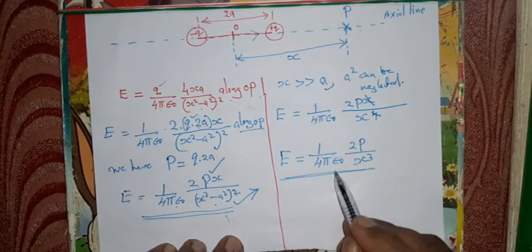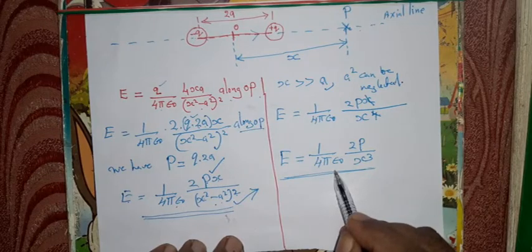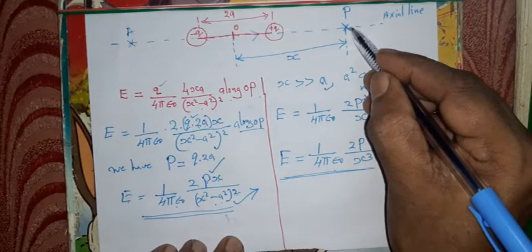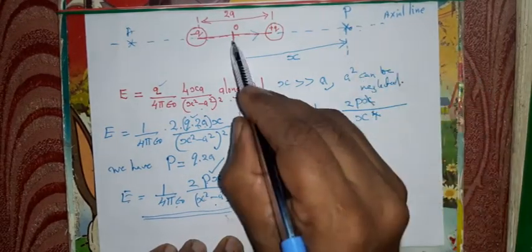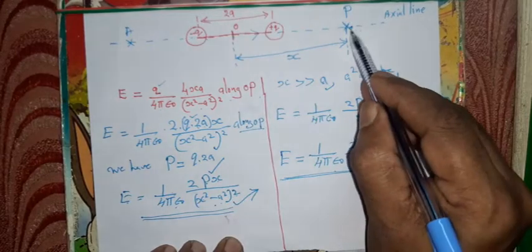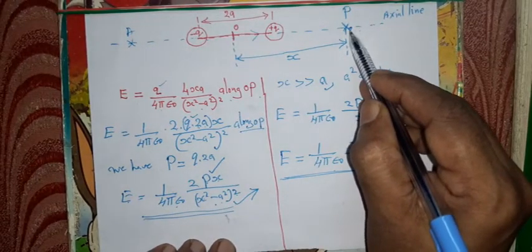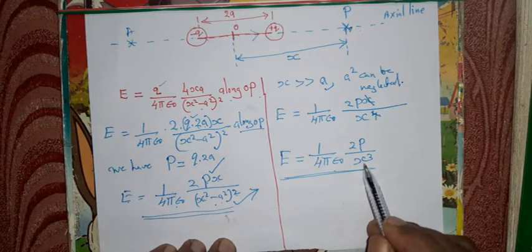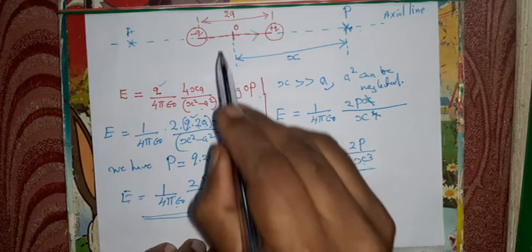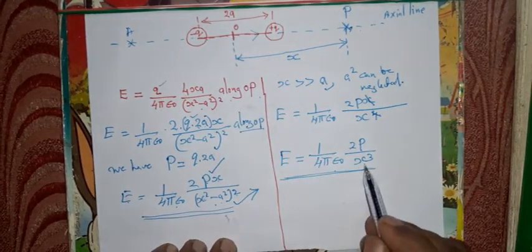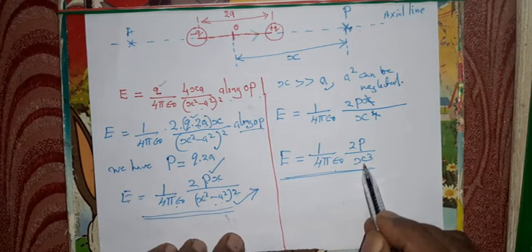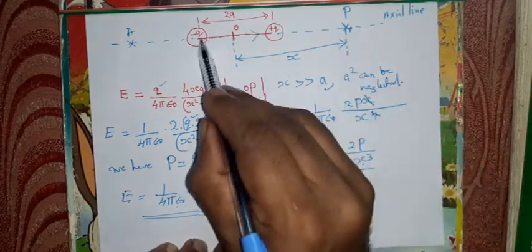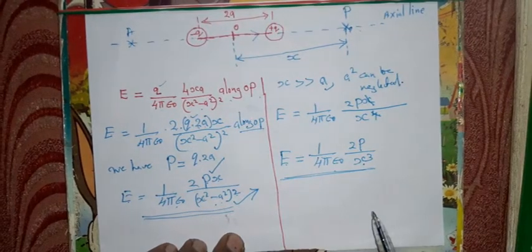Therefore, this is the formula for the intensity of the electric field at any point on the axial line. P is the dipole moment and X is the distance between the point and the center. You can see that the intensity is inversely proportional to the cube of the distance. In the case of a point charge, it is inversely proportional to the square of the distance. That is the difference. And the direction of E is the same as the direction of P, meaning it is directed from minus Q to plus Q.